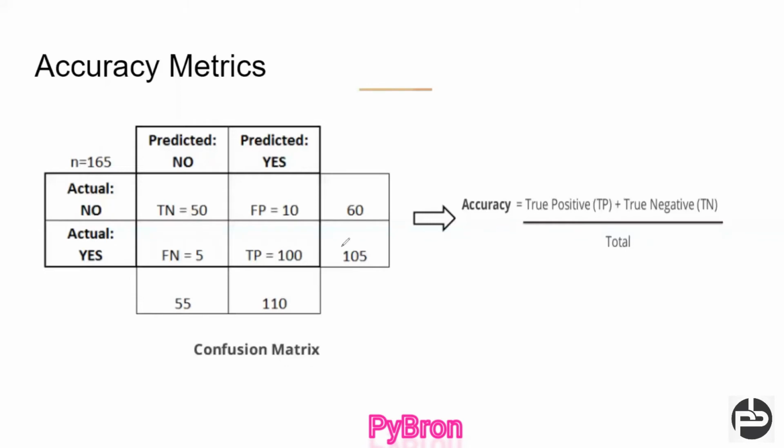we have a total of 105 ladies who are actually pregnant, and out of them, 100 are the cases in which the machine correctly identified that she is pregnant. So the true positive rate is the truly identified divided by the total, that is 100 divided by 105. So this is the true positive rate, 100 divided by 105.